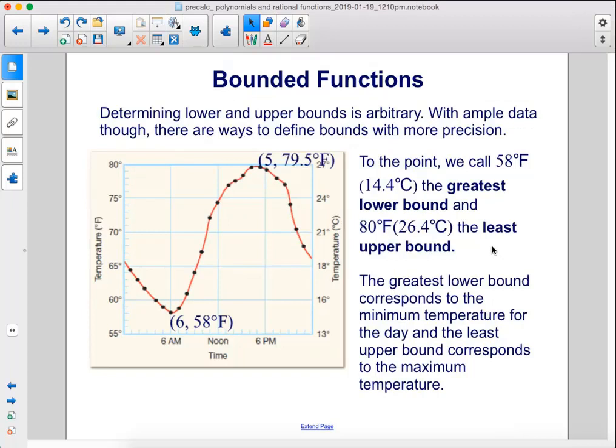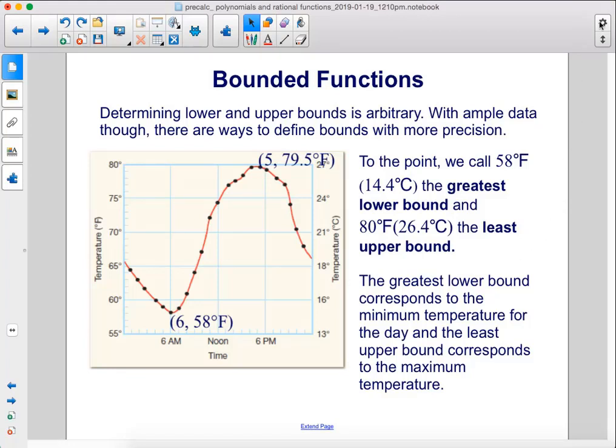Determining lower and upper bounds is arbitrary. With ample data, though, there are ways to define bounds with more precision. To the point, we call 58 degrees Fahrenheit the greatest lower bound and 80 degrees Fahrenheit the least upper bound. The greatest lower bound corresponds to the minimum temperature for the day, and the least upper bound corresponds to the maximum temperature.